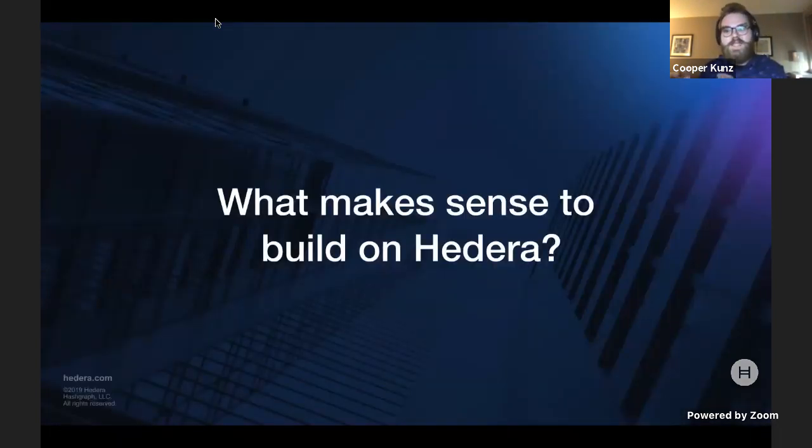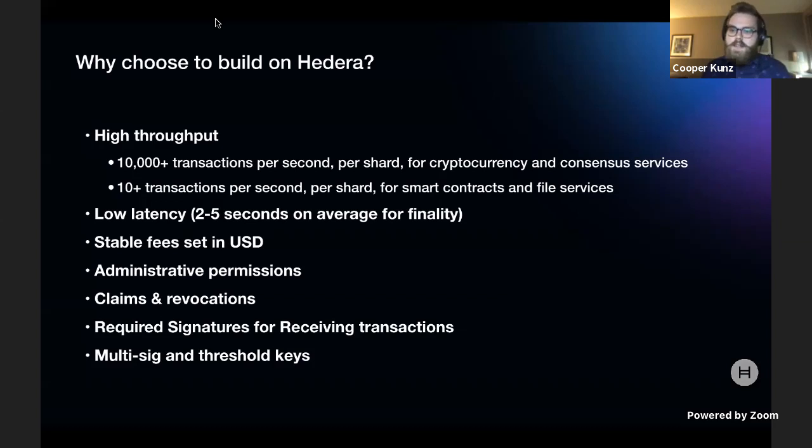And so just to talk specifically about what we think makes sense to build on Hedera that really doesn't make sense to build elsewhere, I think it's important to have these clear conversations. So if you're looking to build something that has high throughput, we're currently supporting 10,000 plus cryptocurrency transactions per second. When the consensus service is available, we're expecting it to be somewhat on par with that performance. We're currently throttling our file service and our smart contract service to just 10 transactions a second, but we expect to be ramping up that throttle and increasing the throughput on those rapidly. So look forward to that. And I expect us to be hitting 3 digits, something like that.